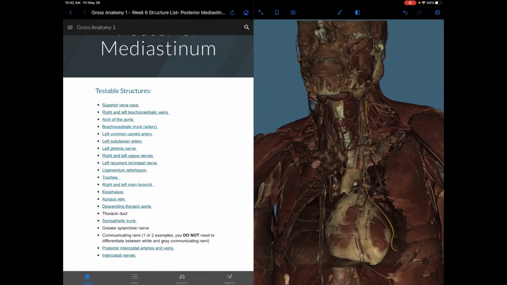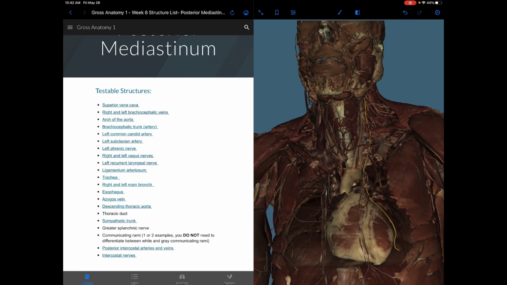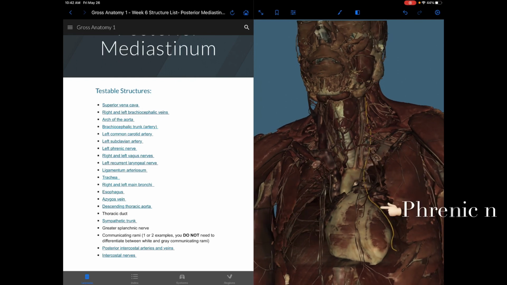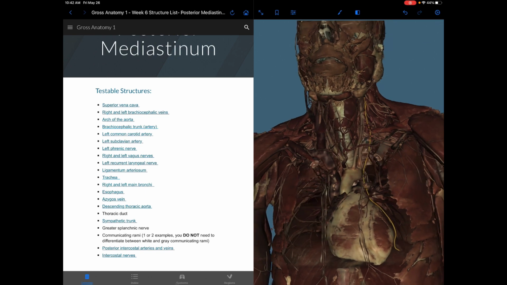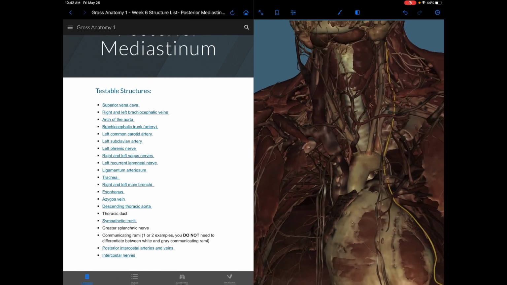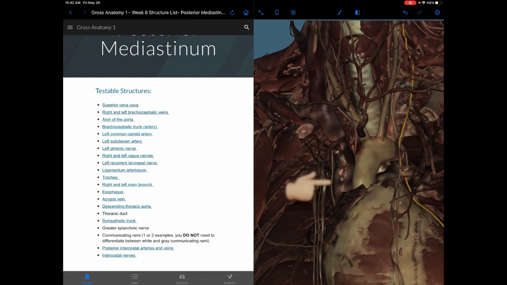Next is the phrenic nerve. This structure that you see there in yellow, it's a branch of the cervical plexus that contains fibers from the ventral rami of C3, C4, and C5. We're going to start with the right phrenic nerve, which you can see right here.